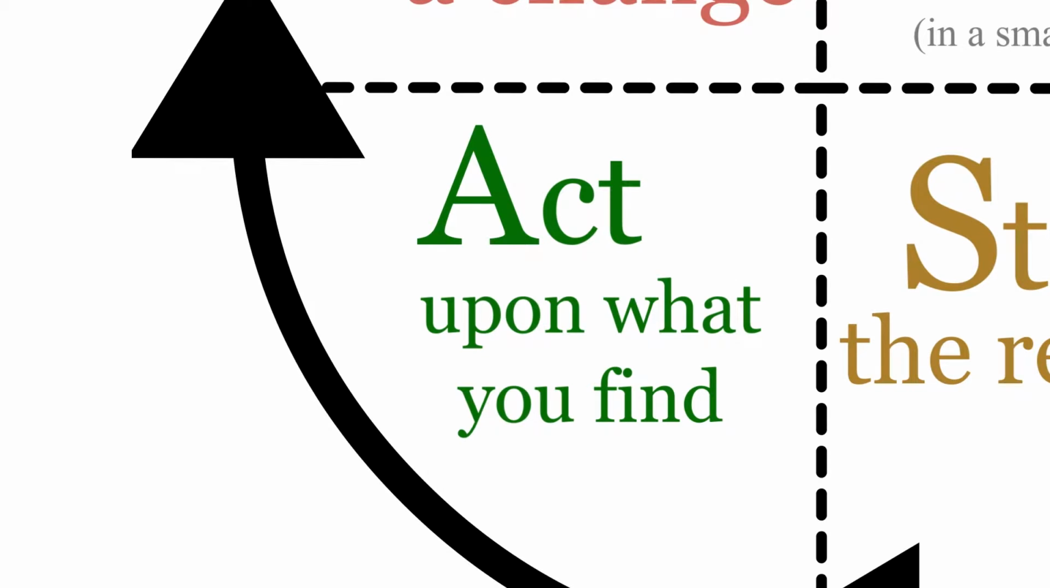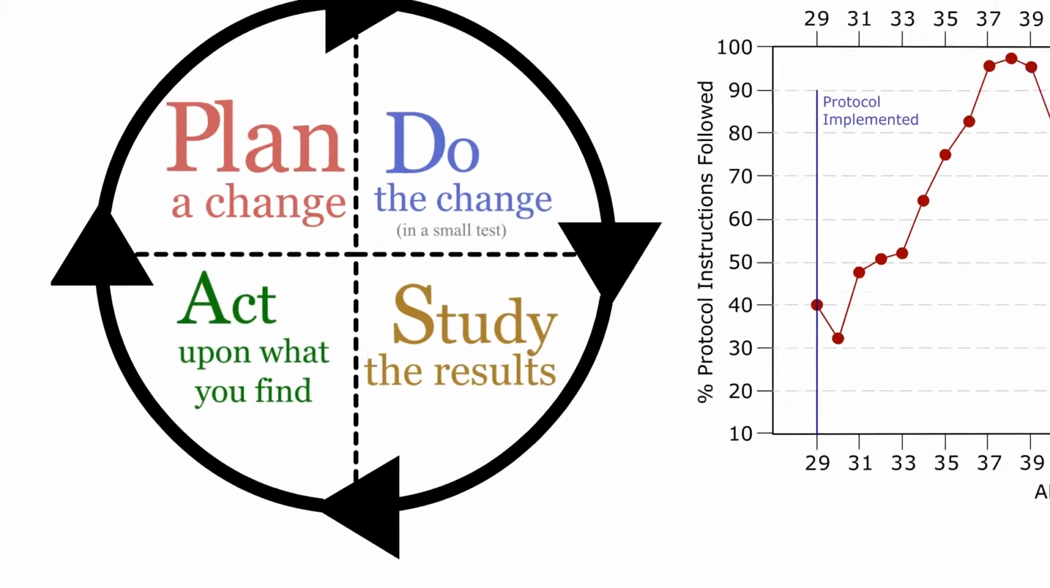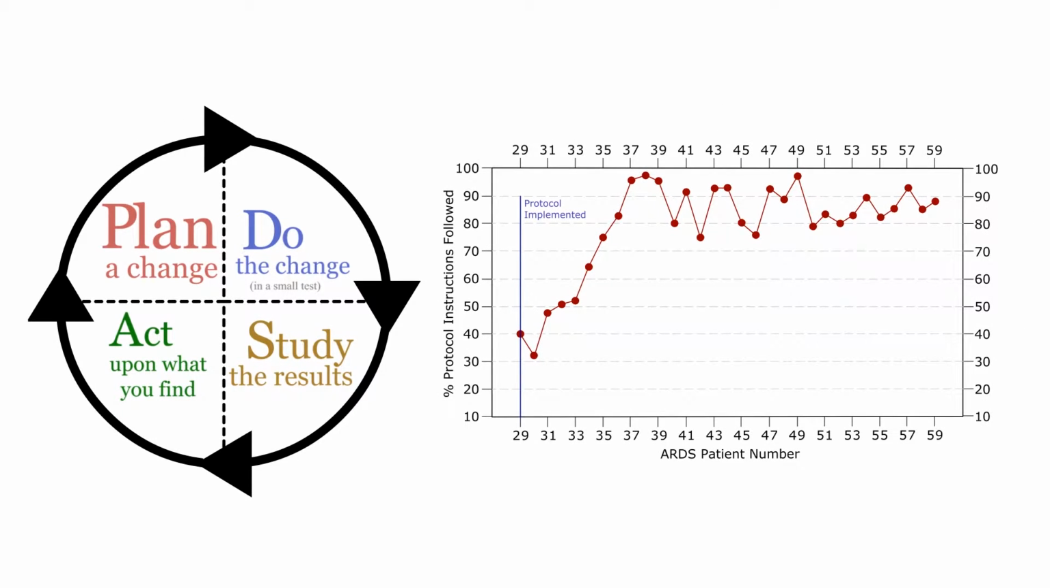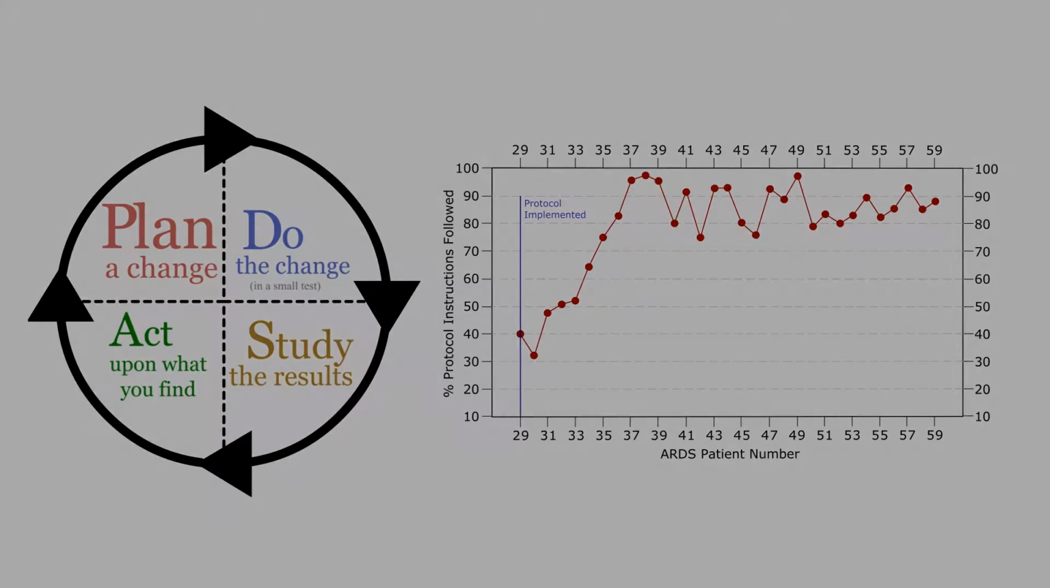The A in PDSA stands for act. If your change worked, if it produced change that was an improvement as documented in your annotated run chart, you implement it fully and set about running your new, better process. If it didn't work in the direction or to the extent that you wanted, you cycle back, refine your change ideas based on the deeper insight that the PDSA cycle has produced, and try again with another PDSA cycle.